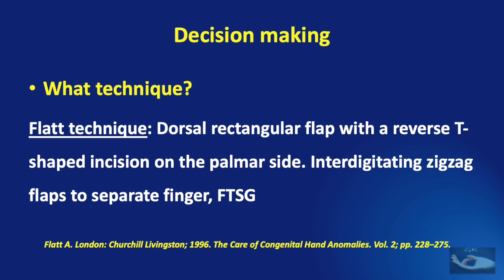And the technique we shall be using will be the flap technique, that is a dorsal rectangular flap with a reverse T-shaped incision on the palmar side and interdigitating zigzag flaps to separate the finger and a full thickness skin graft to resurface the residual raw areas. So finally, we have made the decision to perform a syndactyly release.